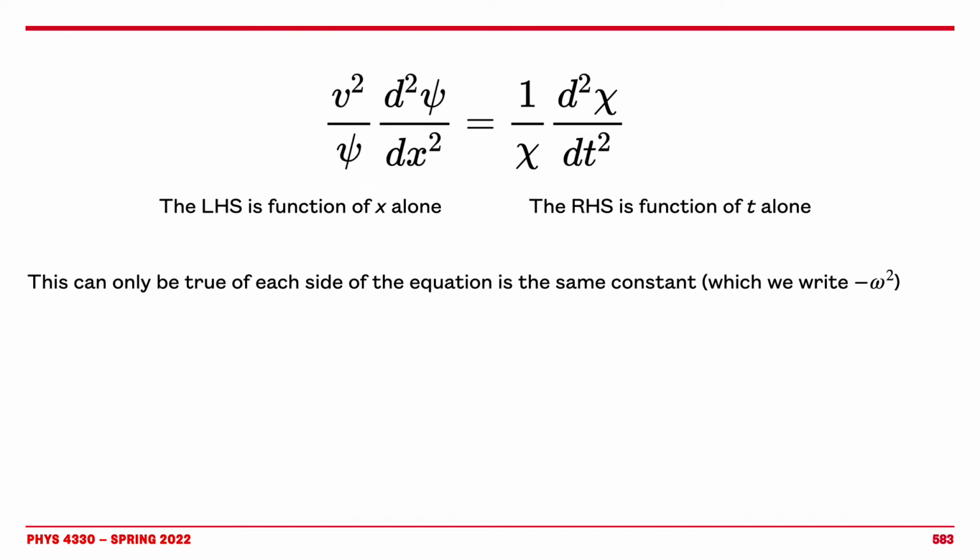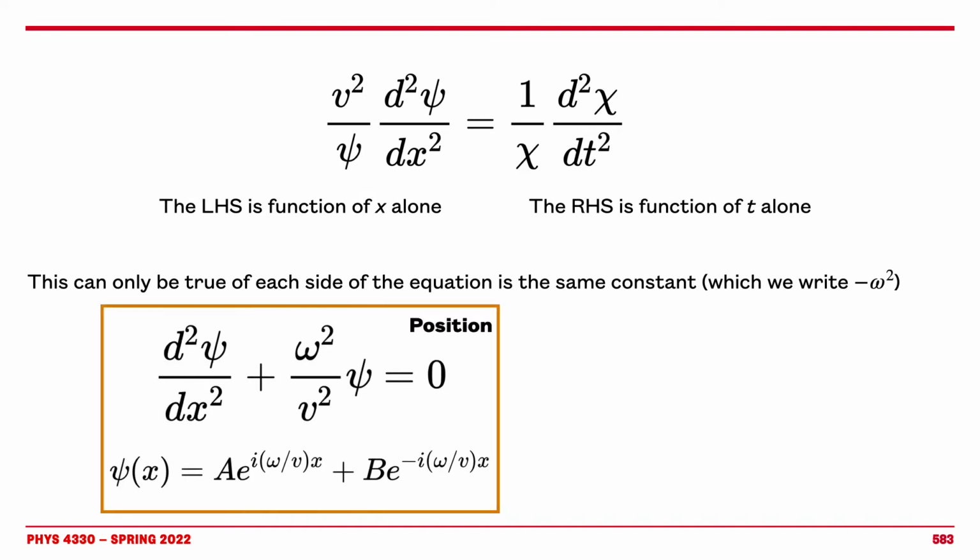It does not have to be negative, since omega can be a complex number. In fact, it's not going to be a complex number in our case, but it could be a complex number in all generality. So now that we know that both the left-hand side and the right-hand side are equal to minus omega square, we can rewrite two equations, one for position and one for time. So for position, we obtain this equation. We just said that the left-hand side is equal to minus omega square, and we rearrange. And obviously, we know how to solve this.